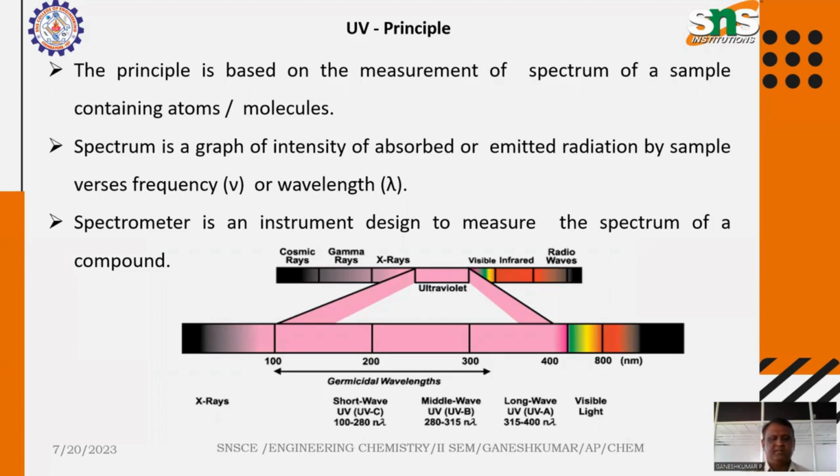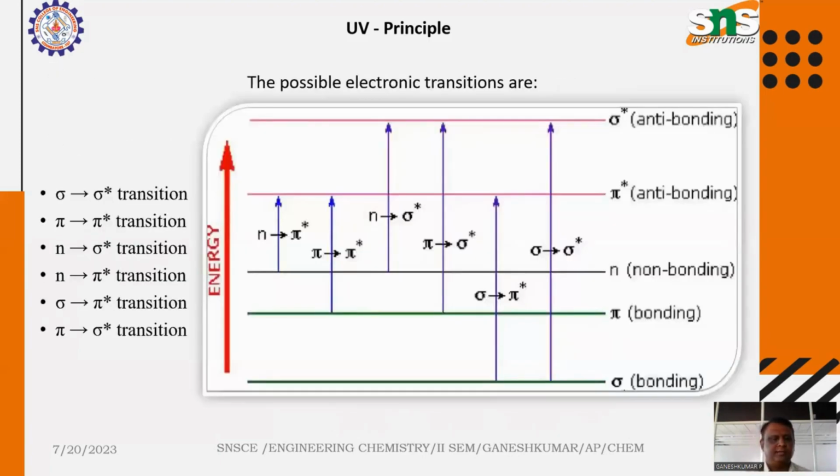The picture depicts the various types of electromagnetic radiation, starting from cosmic rays, gamma rays, X-rays, ultraviolet rays, visible rays, infrared, and radio waves. Among these, ultraviolet rays range from 100 to 400 nanometers. We classify them into short-wave, middle-wave, and long-wave ultraviolet, from 100 to 400.